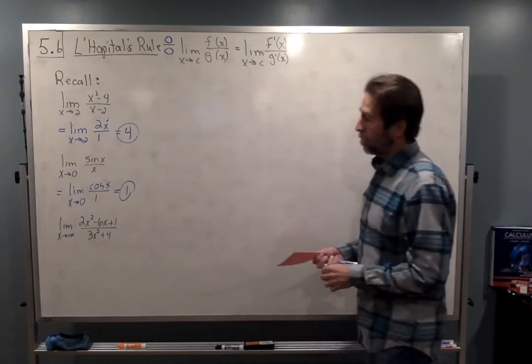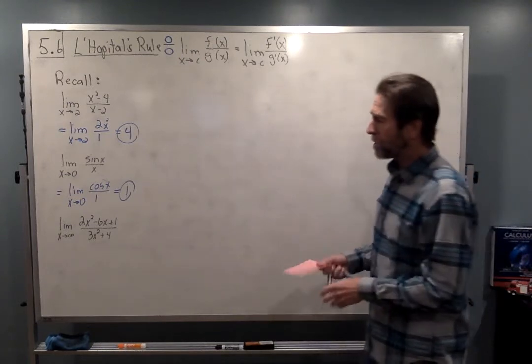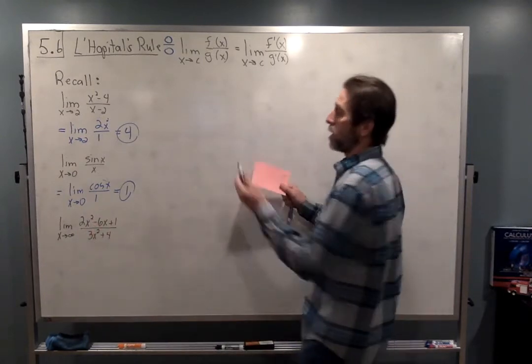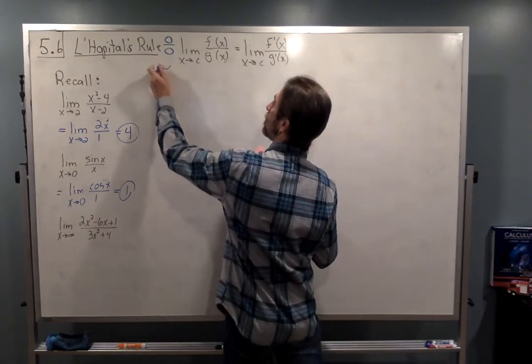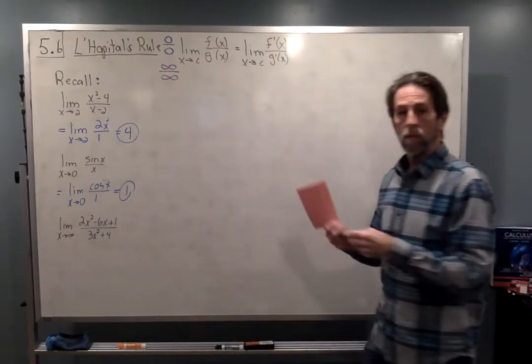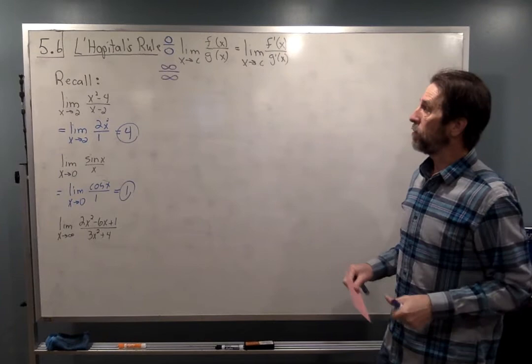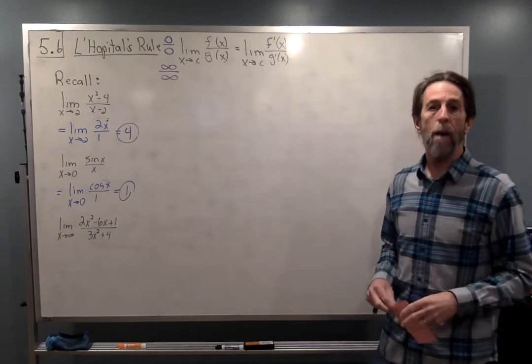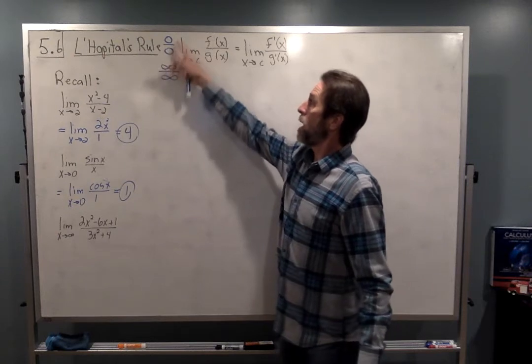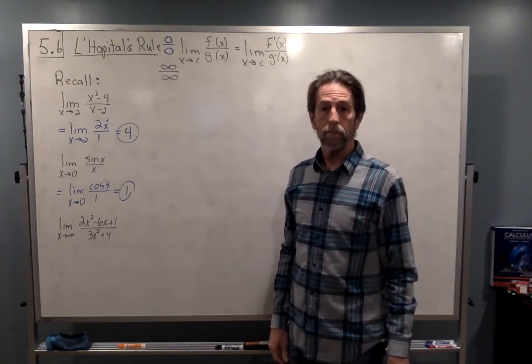Let's look at the third one. In this case, we don't have 0 divided by 0. But there is another indeterminate form that's acceptable, and that's infinity divided by infinity. Remember, we call these indeterminate forms because we don't really know what's happening. There are rules that are contradicting themselves mathematically when we have 0 divided by 0.